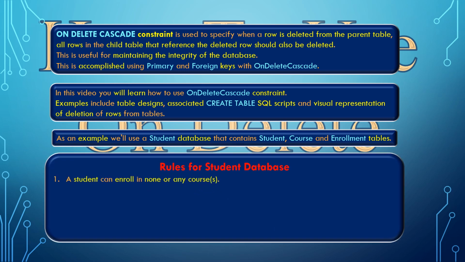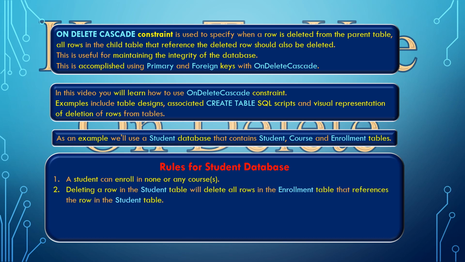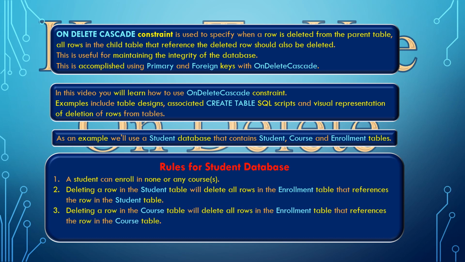The rules for a student database are: a student can enroll in none or any courses. Deleting a row in the student table will delete all rows in the enrollment table that reference the row in the student table. Deleting a row in the course table will delete all rows in the enrollment table that reference the row in the course table. And deleting a row in the enrollment table will not affect any of the other tables.